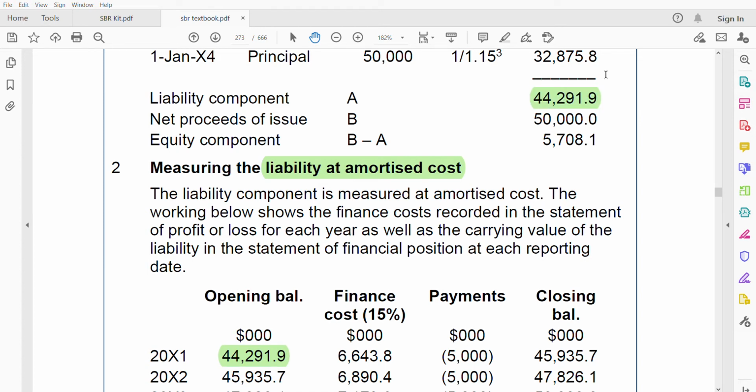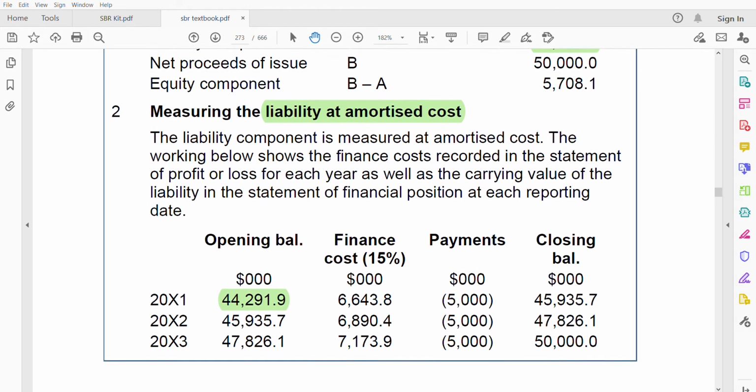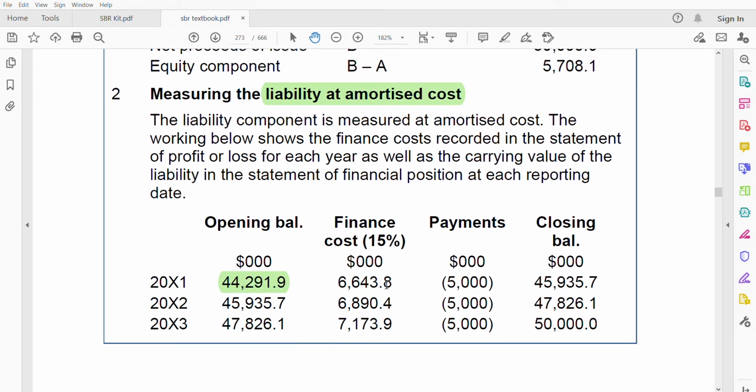This liability component which you got, you start from there. That is the opening balance. On that you take 15%. Then you minus 5,000. Payment will be same only: 5,000, 5,000, 5,000. Then you get the closing balance. Now this closing balance becomes the opening balance for the next year. It's repeated like that always.